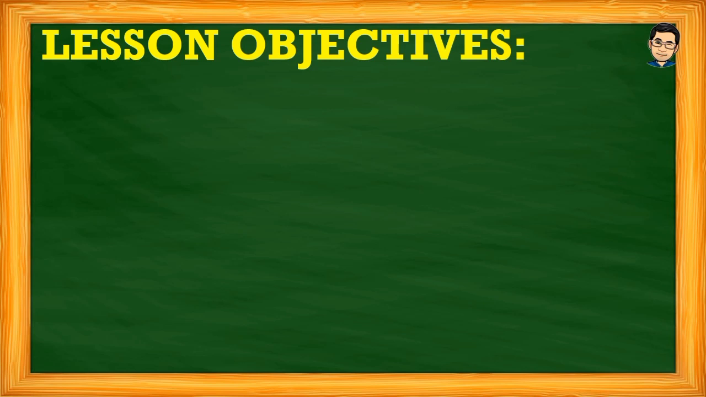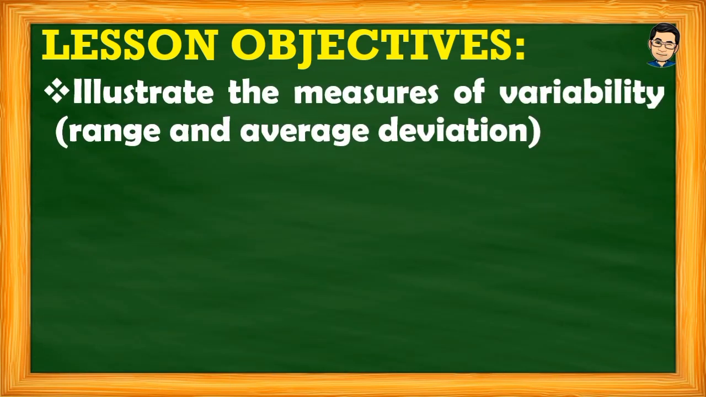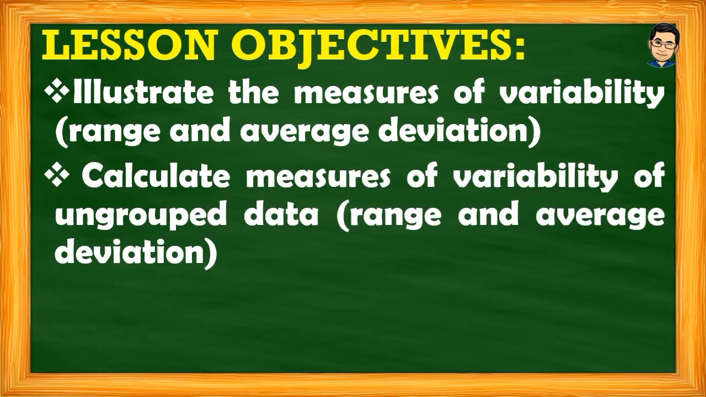For our lesson objectives, we will illustrate the measures of variability, specifically range and average deviation. The average deviation is the same as the mean deviation. Mean or average, they are the same. After illustrating these measures of variability, we will calculate the measures of variability of ungrouped data, again specifically range and average deviation.